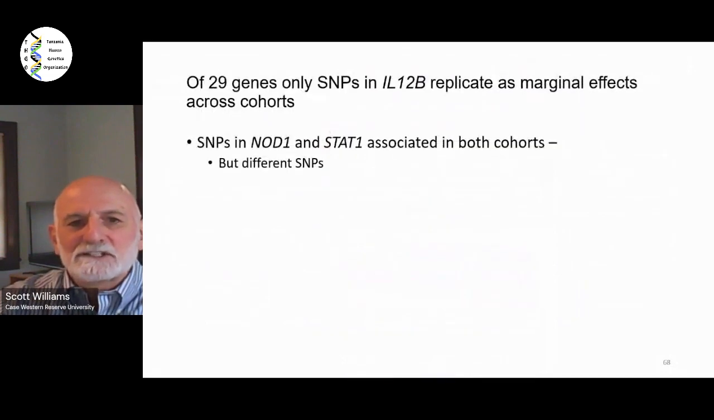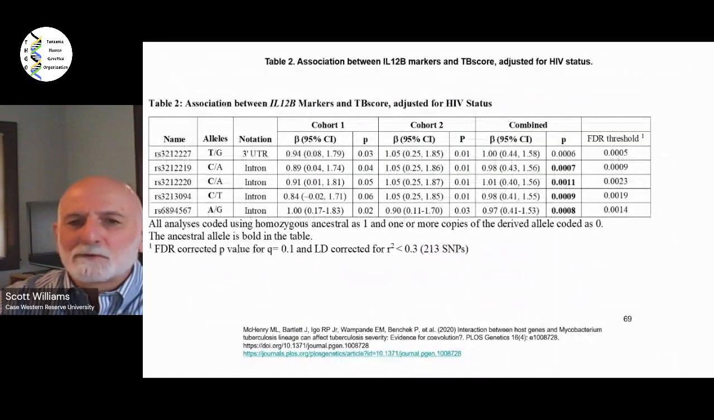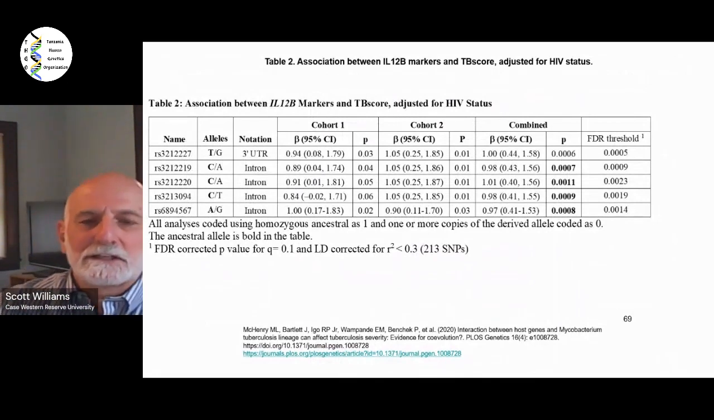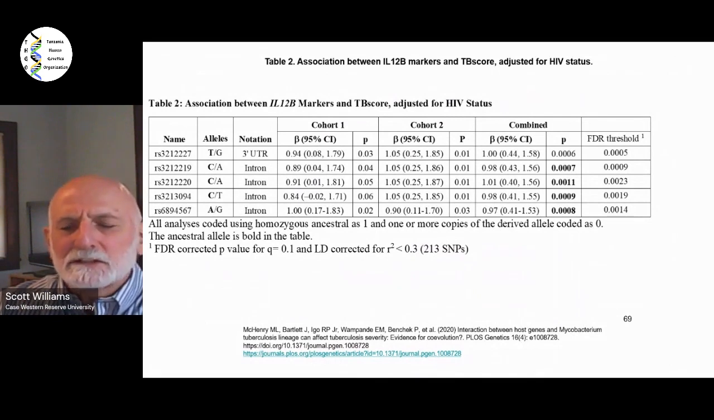Of the 29 genes that we looked at, only those in IL-12B replicated as marginal effects across the cohorts. There were SNPs in NOD1 and STAT1 that also associated in both cohorts. So we had associations in those genes in both cohorts, but there were different SNPs. IL-1B is one we've actually discovered with resistance to TB in an HIV-positive population, and IL-12B, rather, is a well-studied TB-related gene. So these are the SNPs in IL-12B that were replicated across the 2 cohorts.